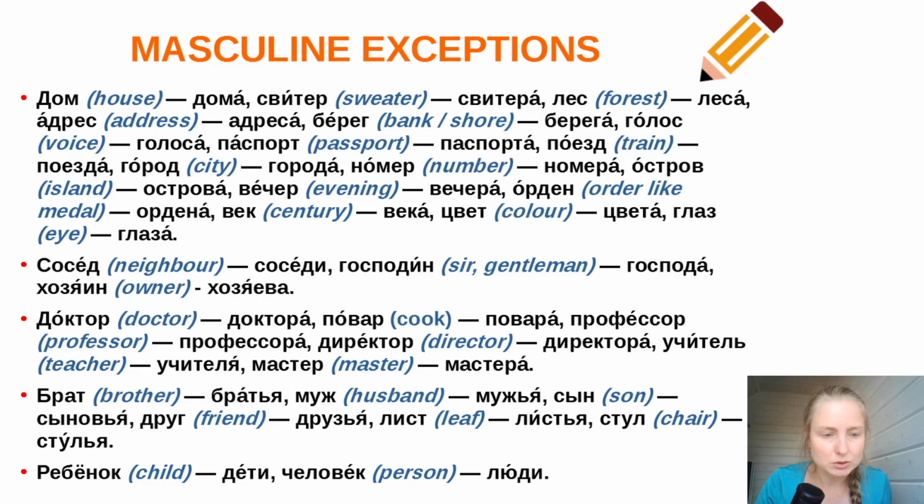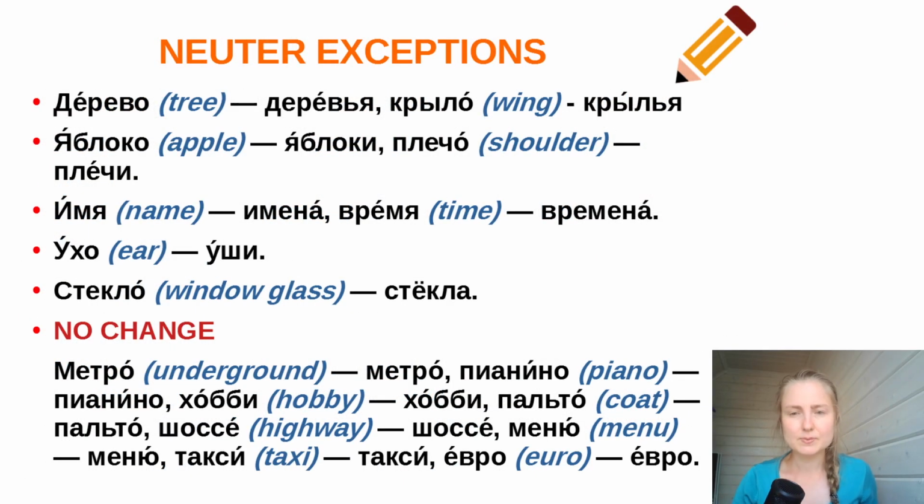Now let's look at neuter exceptions. So the first group is дерево, деревья, крыло, крылья. So here we use ending soft sign "я", and also pay attention that we need to change accent in words. So дерево, деревья, крыло, крылья. Okay, next group. Яблоко, яблоки, плечо, плечи.